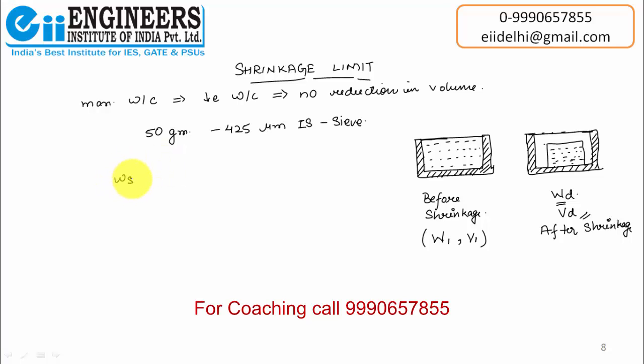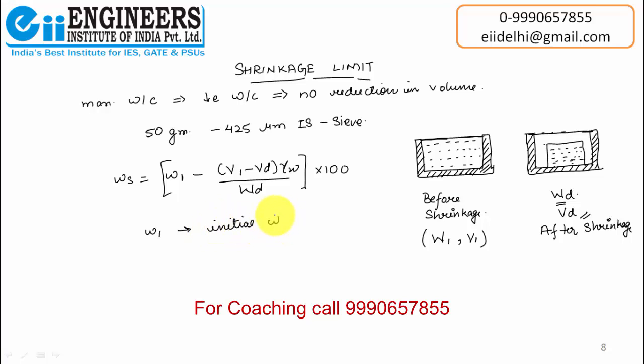Now we have found the weight and the volume, so we can easily find the shrinkage limit as given by this formula. Here W1 is the water content of the original soil sample, the initial water content. Gamma W is the unit weight of water, WD is the dry weight of the soil sample, VD is the volume of the dry soil sample, and V1 was the initial volume.